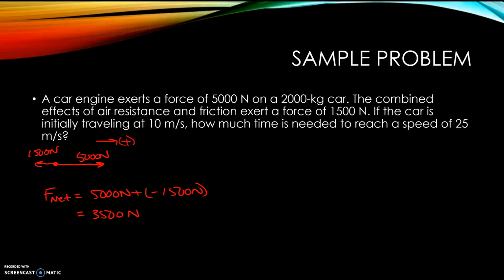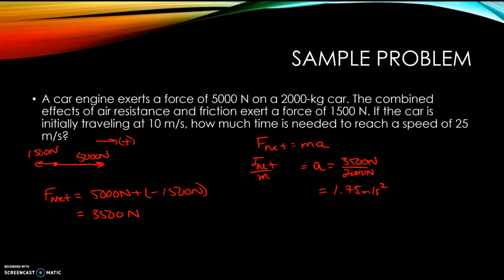Okay. Now, I know that F net is equal to mass times acceleration. And so what I can do is calculate my acceleration. If I divide both sides by mass, acceleration will be F net divided by mass. So I can say that this will be my 3,500 newtons divided by the mass of the car, so 2,000 kilograms. And if I do this, I would get 1.75 meters per second squared for acceleration. But we're not done yet. It's not asking me about acceleration. It's asking me about time.